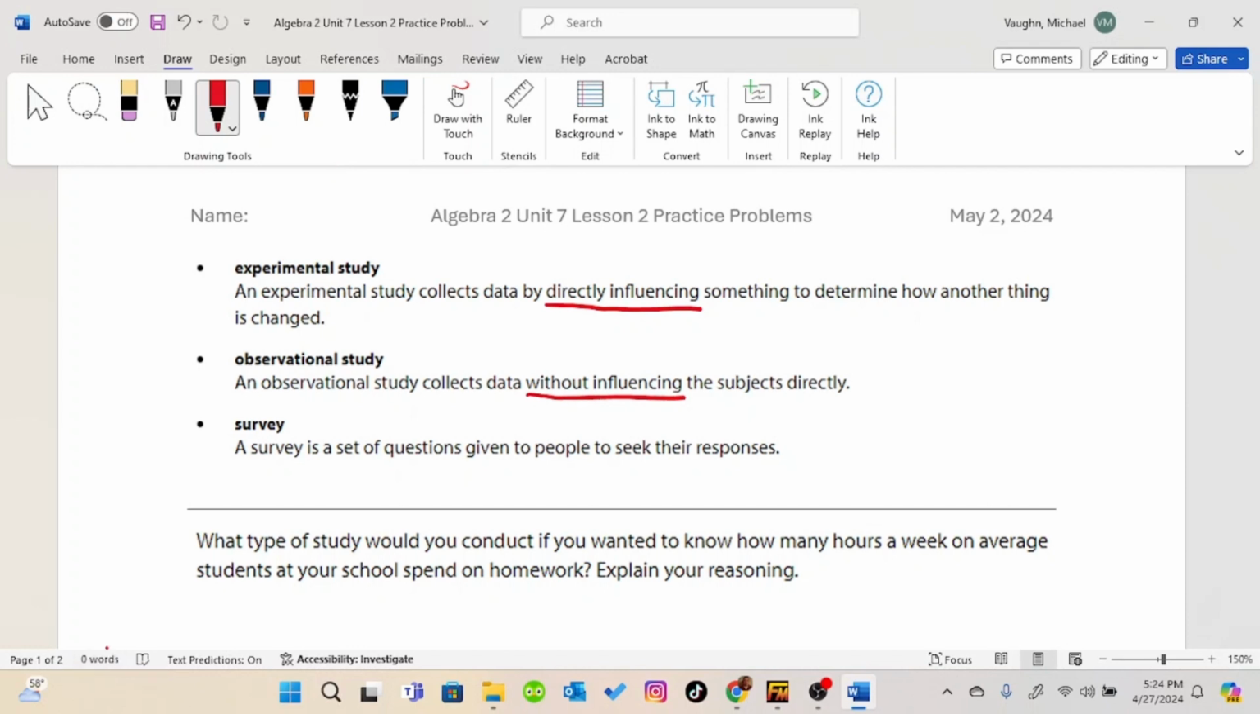And number 3 is survey. A survey is a set of questions given to people to seek their responses. So the key here is that a survey is a set of questions. We need to keep these 3 definitions in mind as we work through the practice problems today.